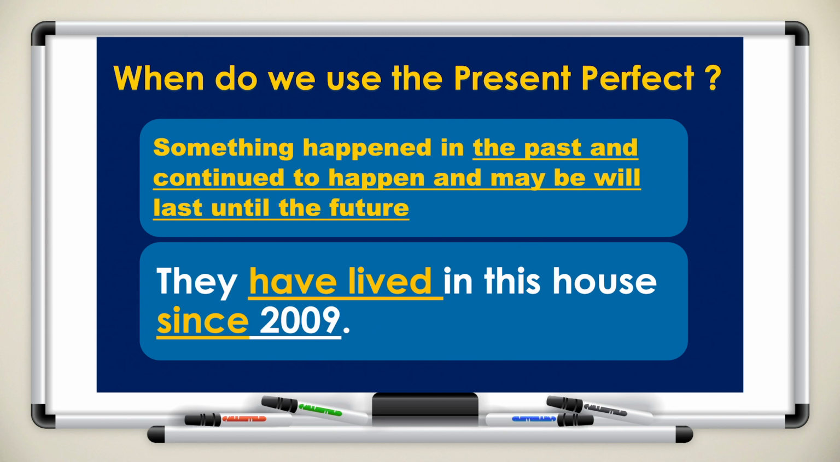Now I want you to pay attention. In these sentences, you will find words that indicate the present perfect, like the word since. They have lived in this house since 2009. Now the word since tells me, it looks like a keyword. It tells me that this sentence is in the present perfect, as well as the word just. It indicates that this sentence is in the present perfect.